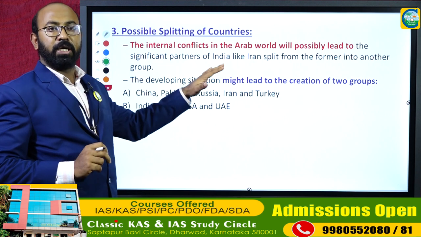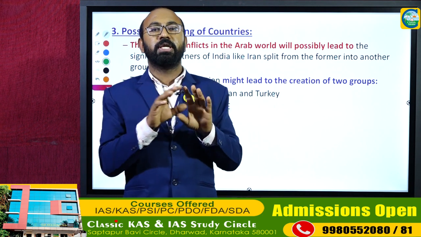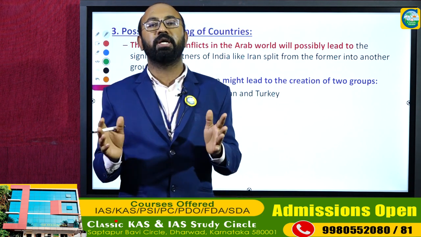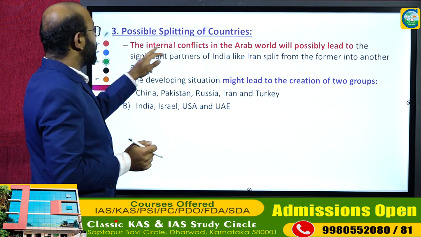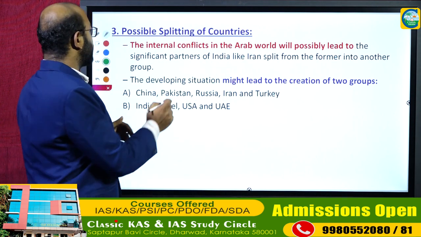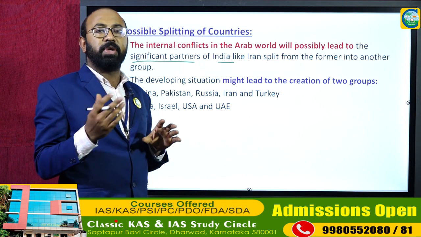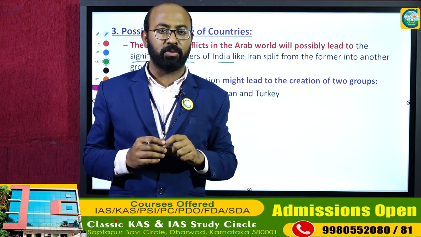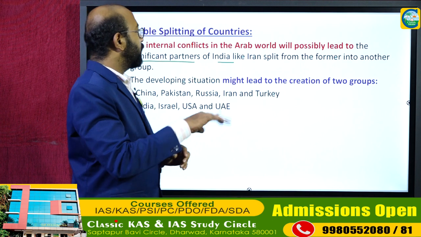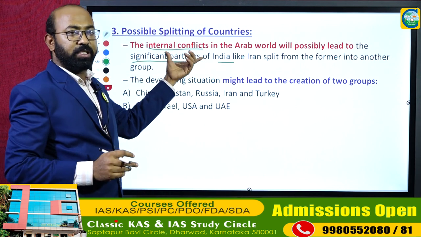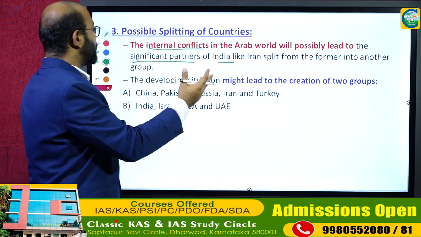Next, the possible splitting of the countries. Yes, because of these ideological fights and proxy wars, these countries may split among themselves and make different groupings instead of giving importance to the I2U2. In which way can they split? The internal conflicts in the Arab world will possibly lead to significant partners of India like Iran splitting from the former into another group. India now has very good relations with Iran as well as with Saudi Arabia. Though they are fighting with each other, we have maintained neutral relationships with these two countries. But if these internal conflicts widen and deepen, it will affect India's relations with these countries also.